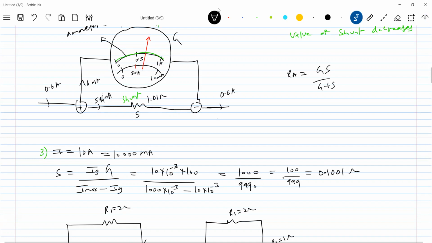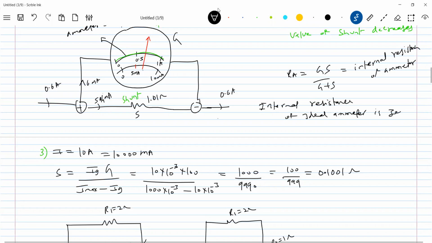So therefore, what is the internal resistance of an ideal ammeter? If I just say ammeter, it means practical. Now, internal resistance of ideal ammeter is 0. So whenever you get a problem, is it ideal or practical? If I just say ammeter, you're telling it to be practical.